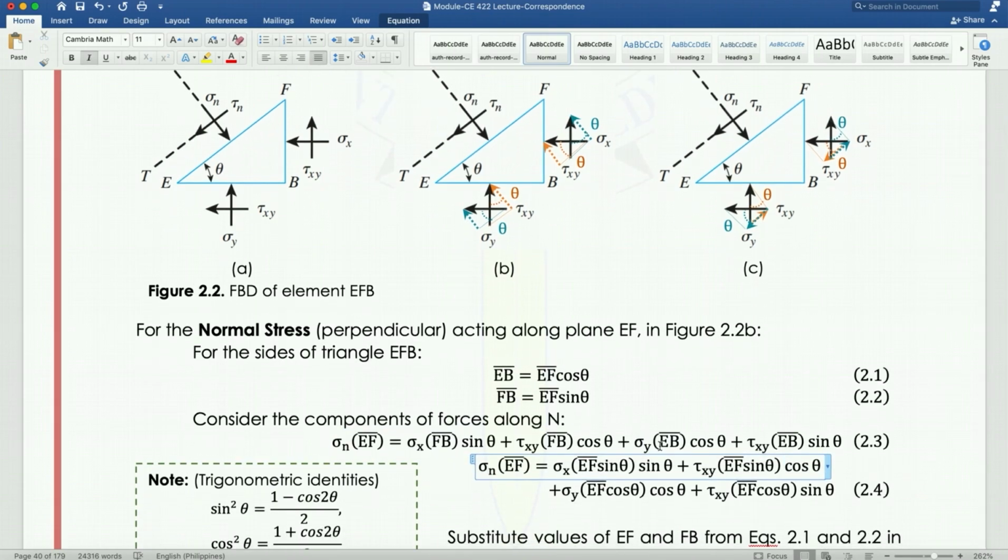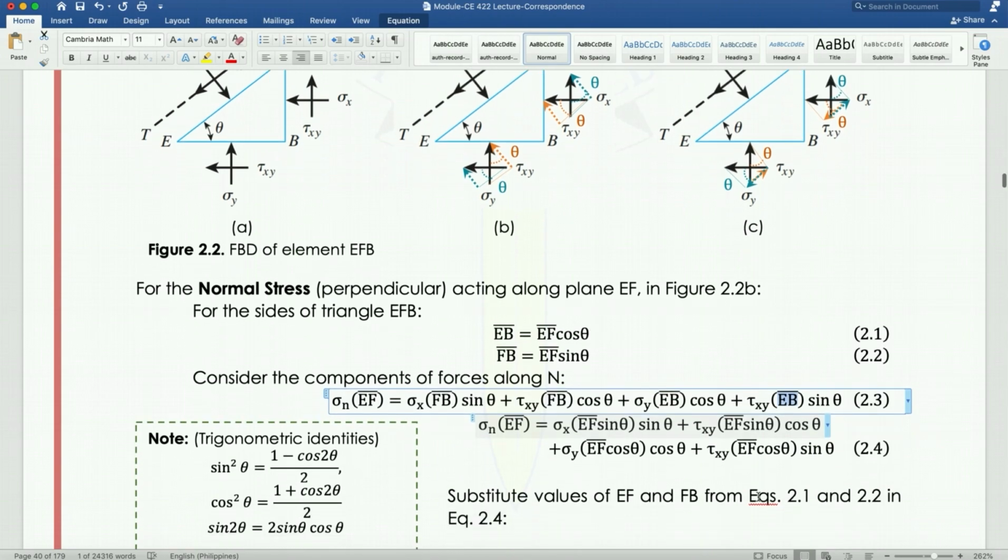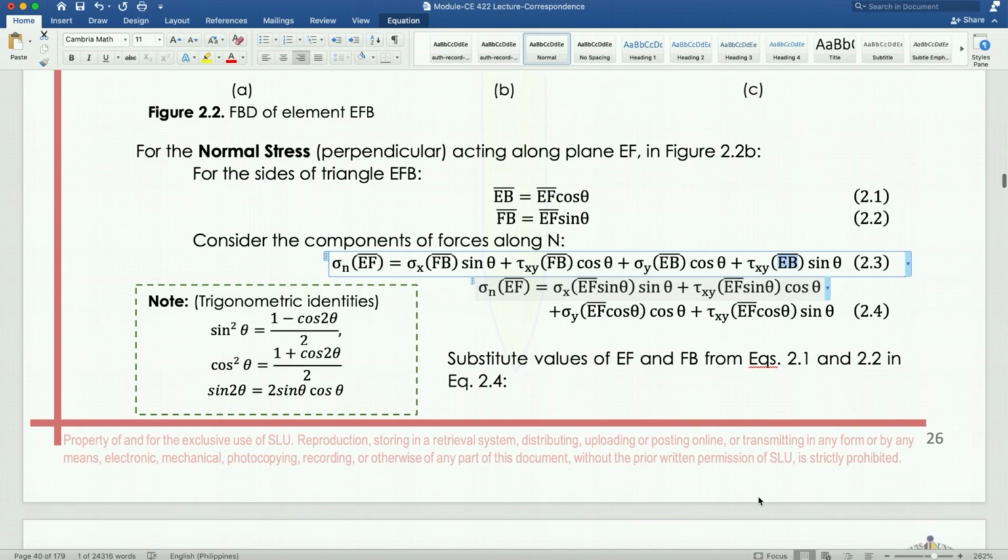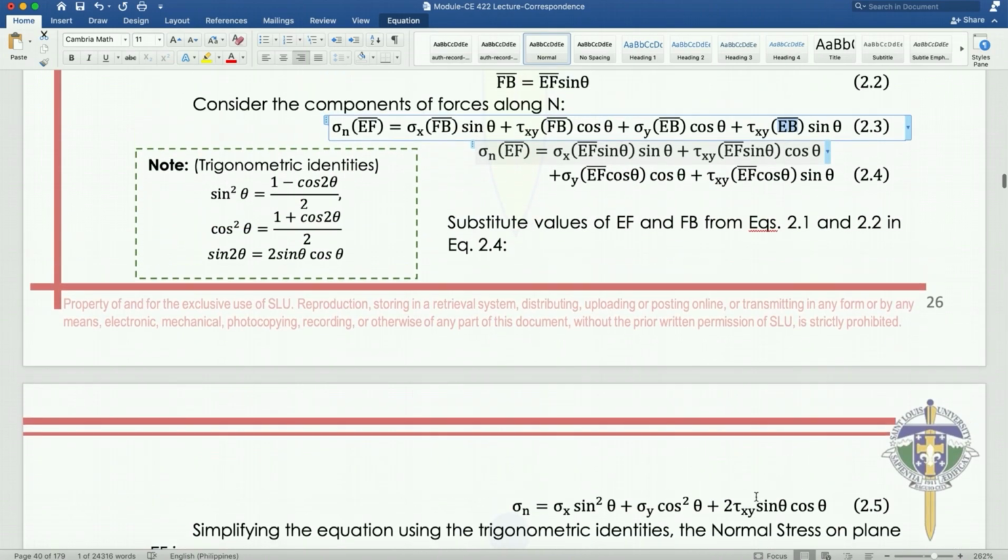Now for the third term, we have here sigma y. So sigma y times EB. EB is EF cosine theta. So that is EF cosine theta times cosine theta plus tau xy for the fourth term. Tau xy times EB. What is EB? EB is EF cosine theta, and we have there EF cosine theta. Okay, so simplifying, we will be having sigma n is equivalent to sigma x sine theta squared plus sigma y cosine theta squared plus 2 tau xy sine theta cosine theta.